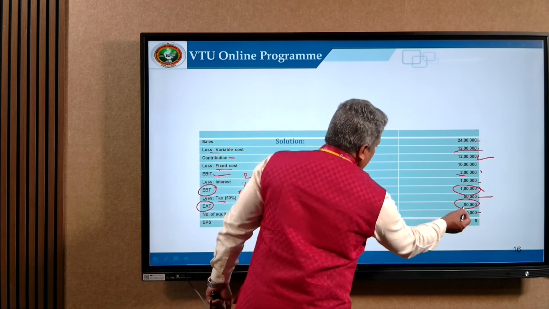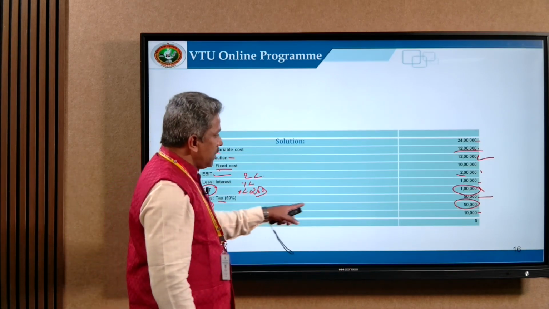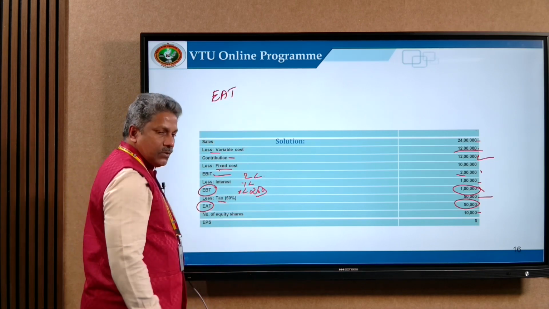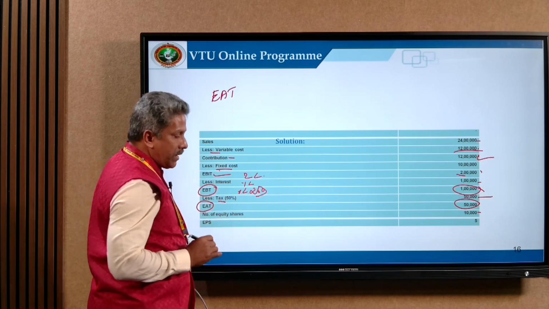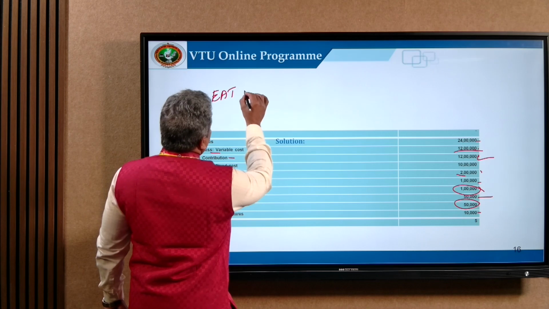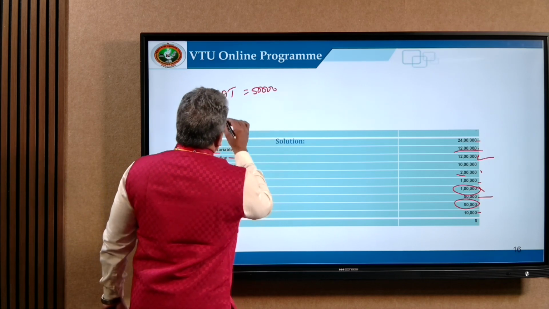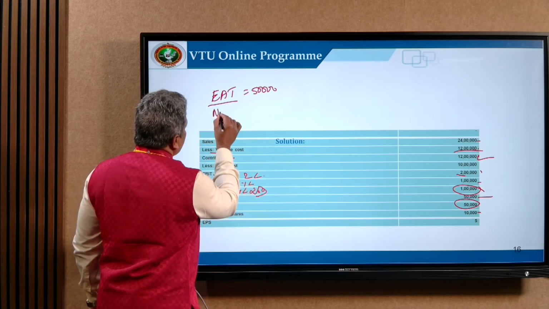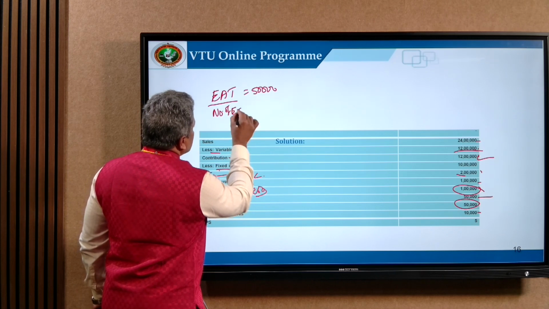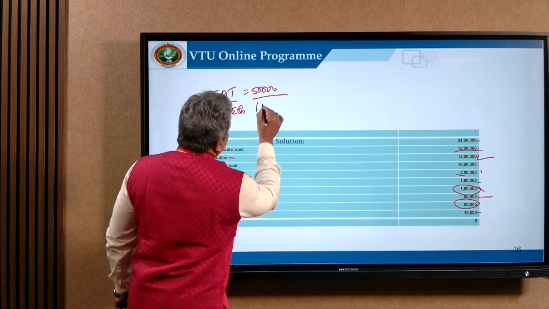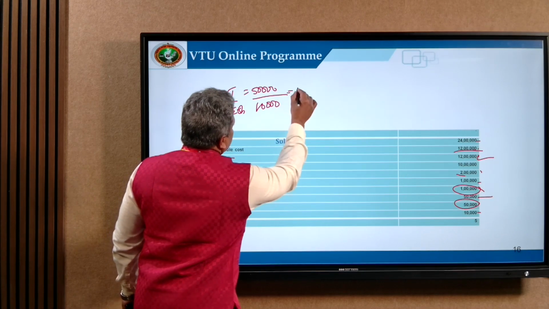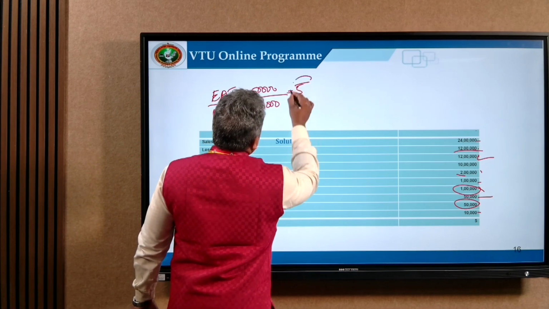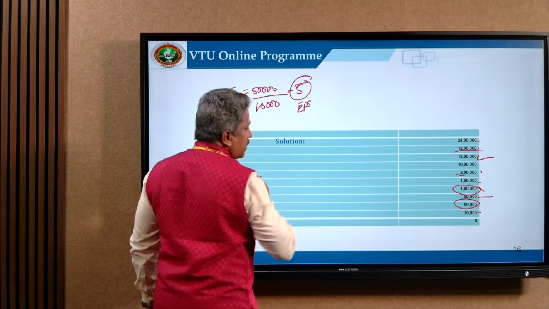So, this earnings after tax, after paying all taxes, is 50,000 rupees. The number of equity shares is 10,000. So, earnings after tax divided by the number of equity shares, 10,000, is equal to 5 rupees. This 5 rupees is EPS, earnings per share.